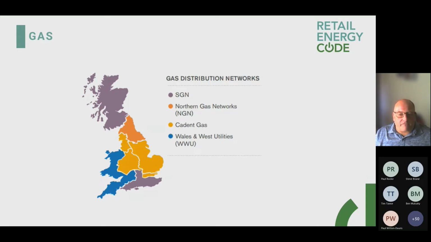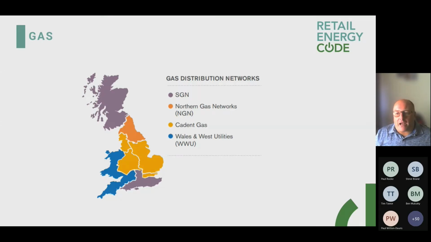Predominantly in the far north and the far south, you've got Scotia Gas Networks. Through the north, through Yorkshire and Cumbria, you've got Northern Gas Networks, NGN. Then through the central region, you've got Cadent, and then out to the left, you've got Wales and West Utilities. Even though they are all independent organisations, independently reporting to their own boards, they are all still governed under the same rules and the same legislation all the way through the UK.